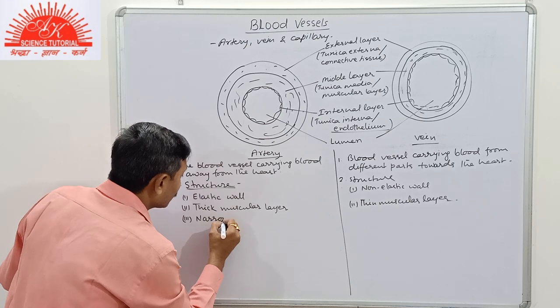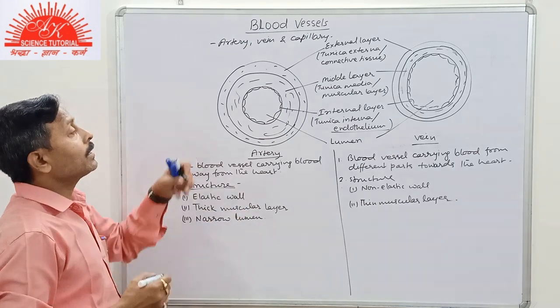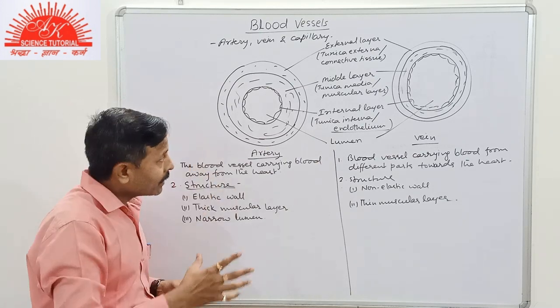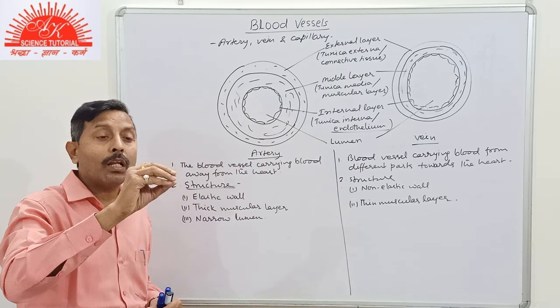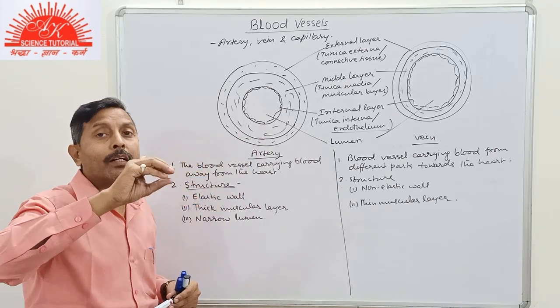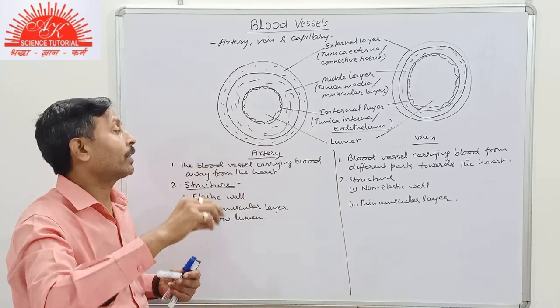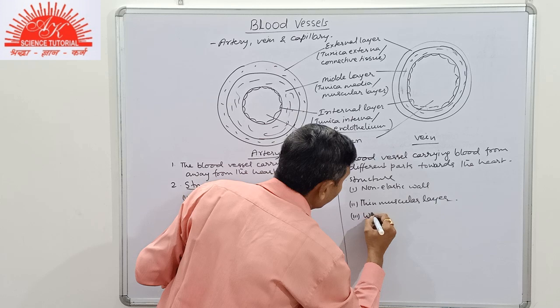Next, narrow lumen. Actually it has a narrow passage and an elastic wall, so when blood pressure is exerted during ventricular systole, the vessel dilates, and when the blood passes ahead, it contracts. So artery has a narrow lumen, and vein has a wider lumen.